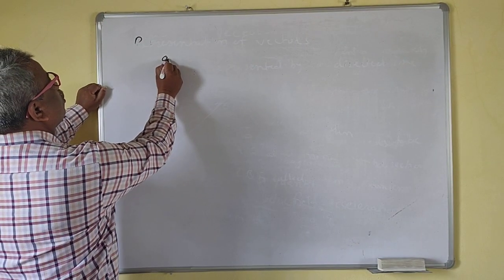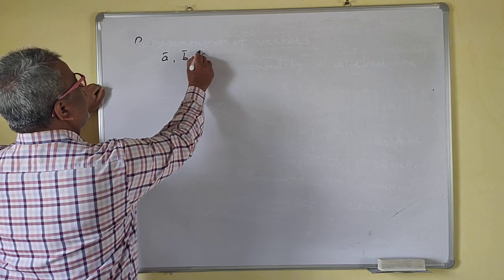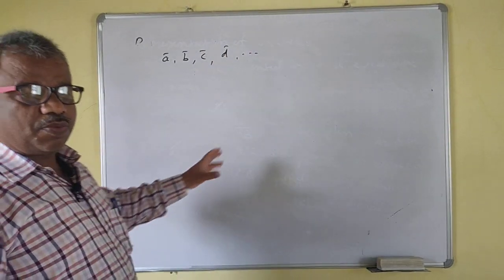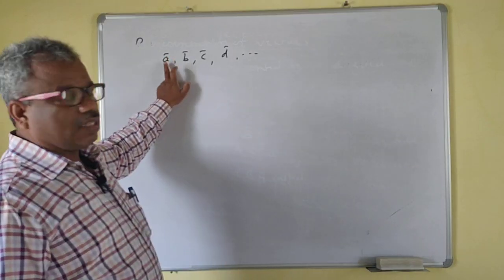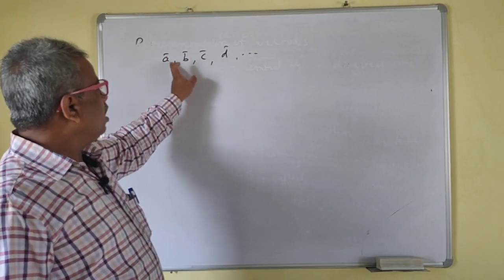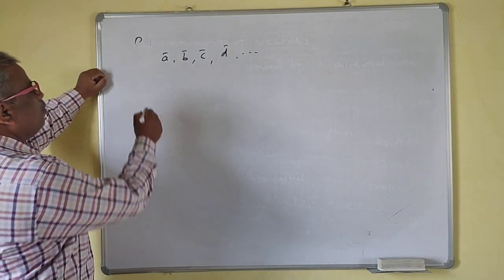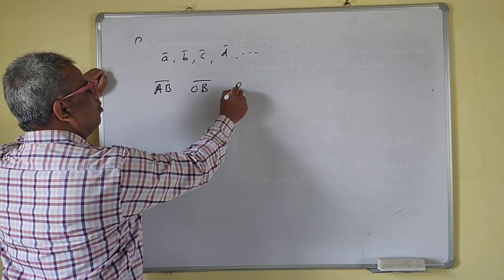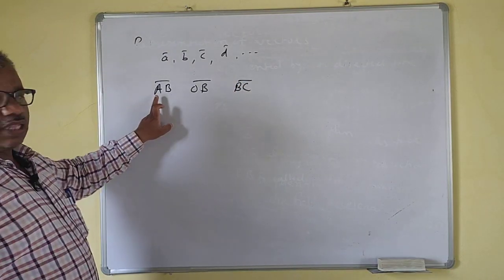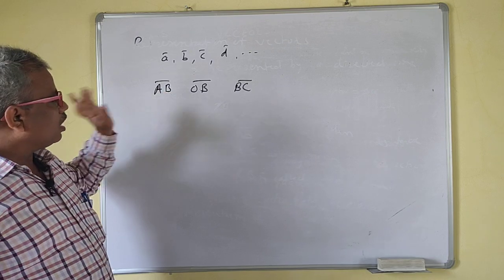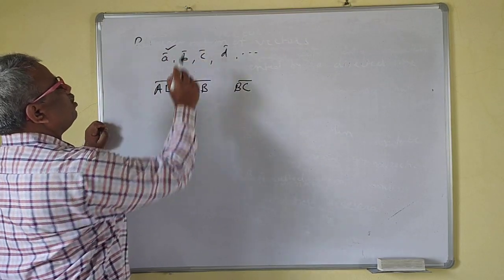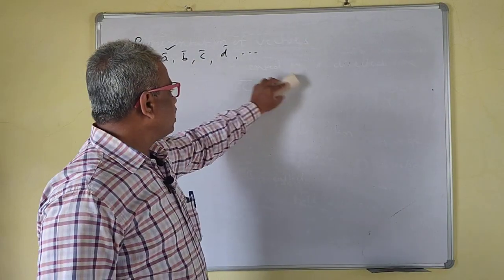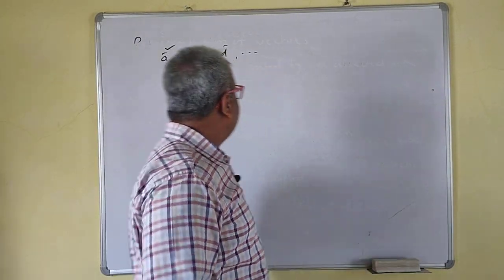Generally, vectors are denoted by AB bar, or A bar, B bar, C bar, D bar, and so on. If the initial point and terminal point are not defined, then the vectors are denoted by A bar, B bar, C bar. If you have a vector like AB bar, OA bar, OB bar or BC bar, the initial point and terminal point are given. Where they are not given, we denote these vectors as A bar, B bar, C bar.